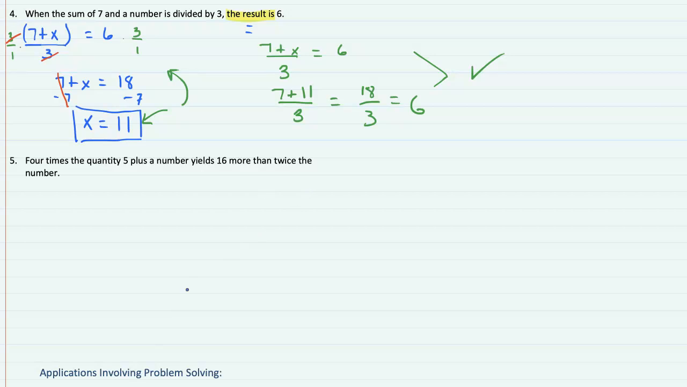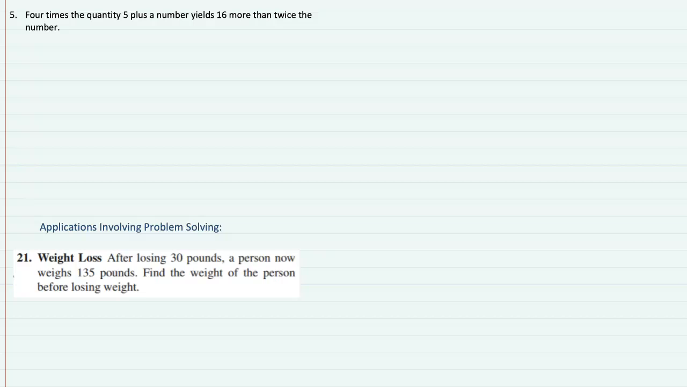So take a look at number 5 and see if you can work on that first. Okay, so hopefully you had a chance to try this one. This one's a little harder. 4 times the quantity, remember quantity means parentheses, 5 plus a number, yields 16 more than twice the number. So take this just a little bit at a time. Yields, remember, means equals. So that's our equal sign right there.